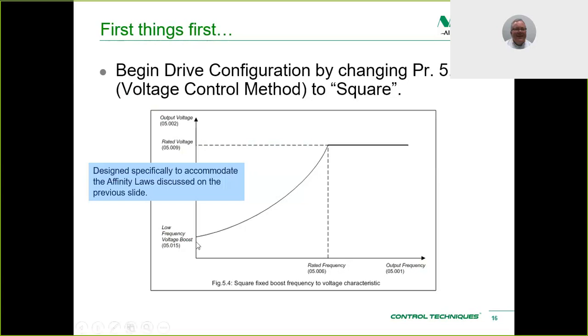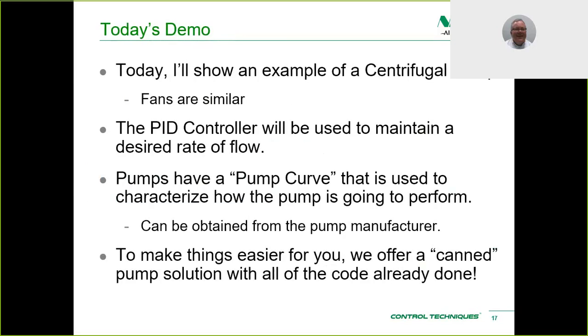The reason being is that we have this curve shape here. Instead of a linear volts to hertz output, as the motor speed increases now, we get a square relationship for a parabolic output out of the motor here. So instead of a linear relationship for volts to hertz, we have a parabolic relationship, and that comes about specifically by changing menu 5 parameter 14 to square, which is what I've done to begin with for my application today. So that's important.